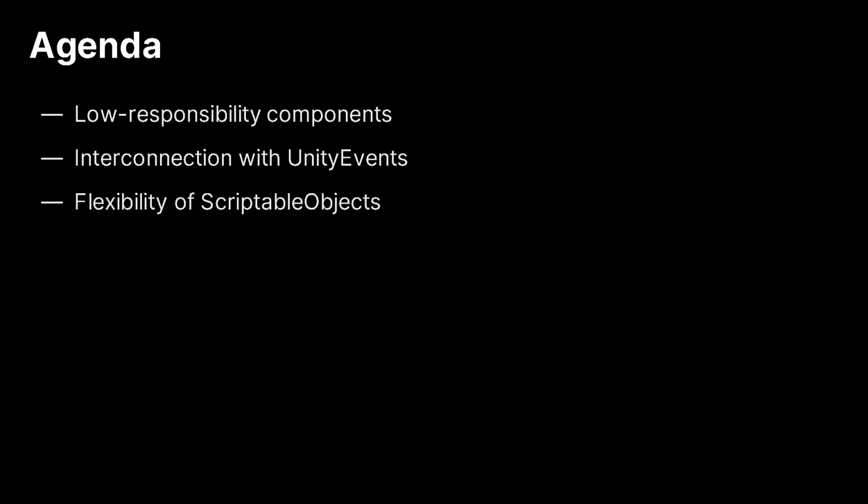When we started work on Skeleton Crew, one of my main goals was to reduce the amount of time that code acted as a bottleneck for design. As much as possible, I wanted changes to be makeable by anyone on the team instead of requiring requests from code. Today I'll be talking about three main elements that formed the core of that approach: low responsibility components, connecting the functionality of those components together with Unity events, and the many uses that we found for scriptable objects.